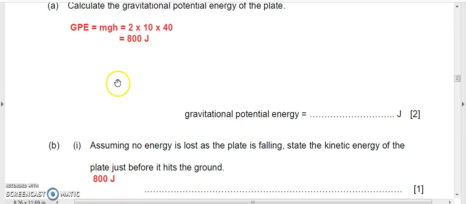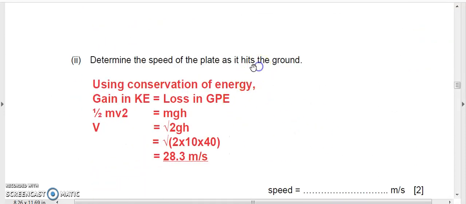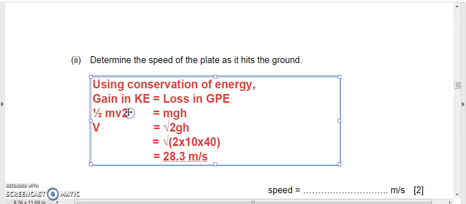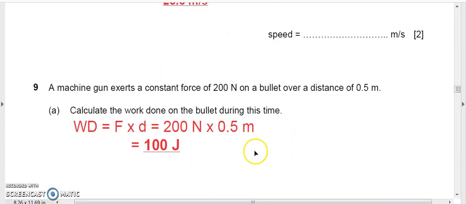It's actually 100% conversion from gravitational potential energy to kinetic energy before hitting the ground, right? So how do you determine the speed of the plate? Using conservation of energy, gain in KE when it reaches the ground equals loss in GPE at the top. So half mv squared equals mgh. You can see m cancels out, v equals square root of 2gh. Just substitute the rest, just maths: 28.3 meters per second.